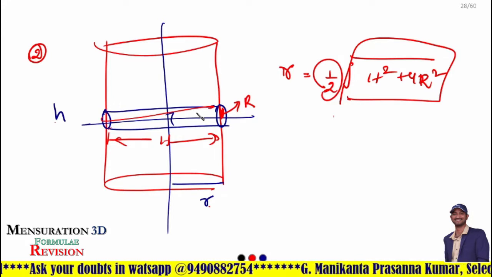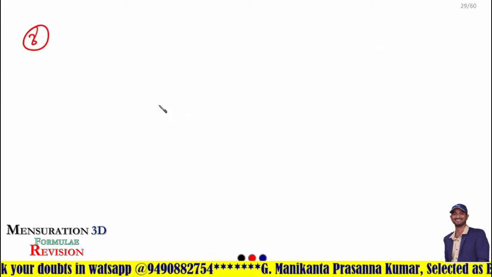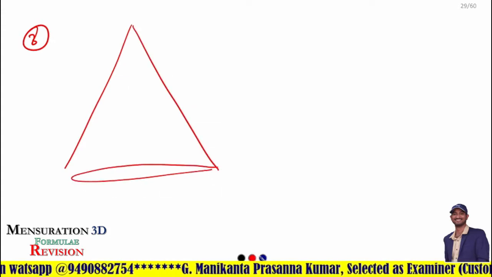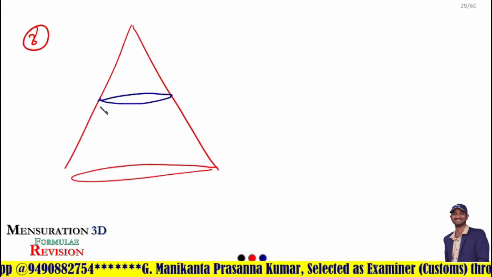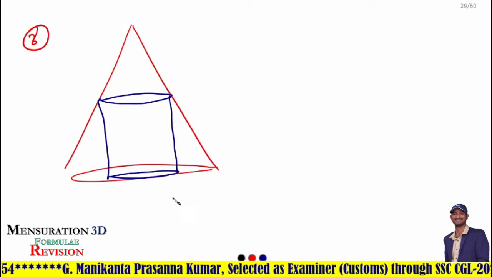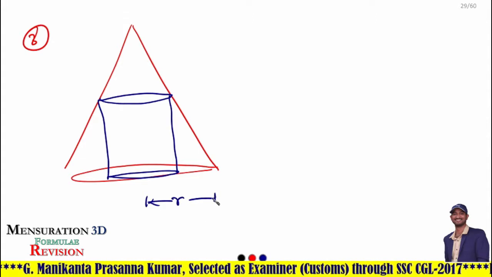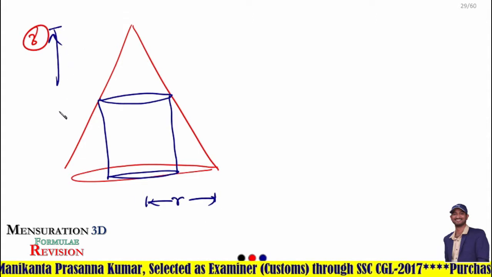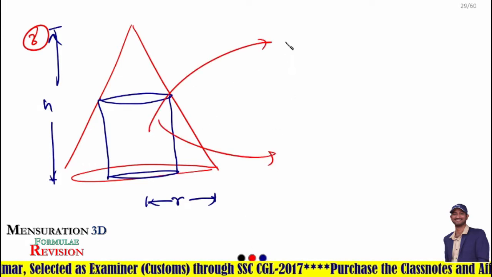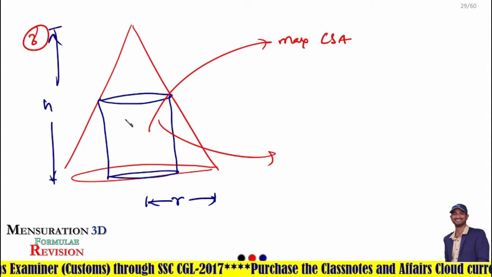Next, third one, cylinder inscribed in a cone. Cylinder inscribed in a cone. If the cone dimensions are small r and small h, then a cylinder of maximum curved surface area is inscribed in a cone.